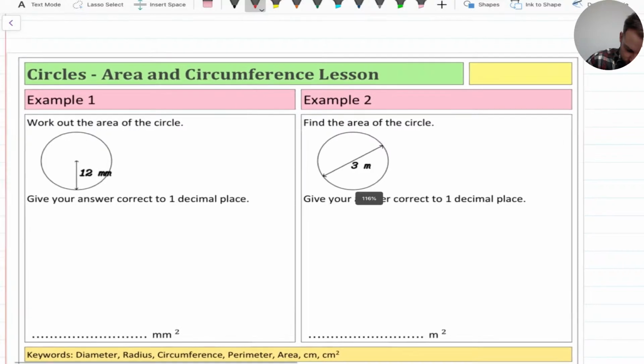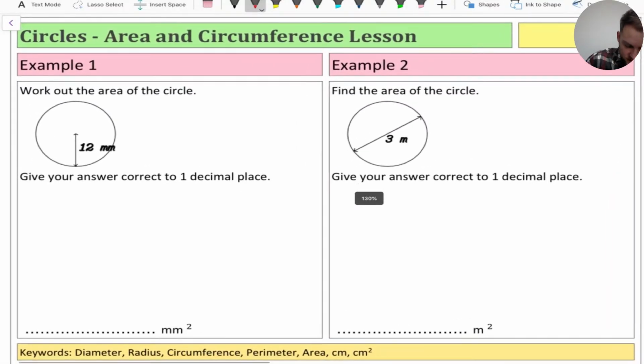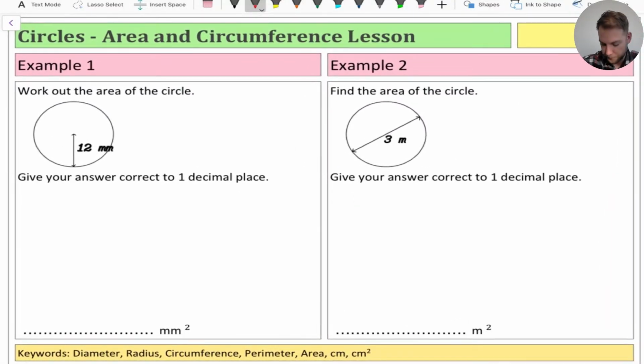So let's have a go at some of these then. Now I've got 2 here. I'm going to do both of these examples. This is example 1 and example 2. I'm going to give you a second to have a go.